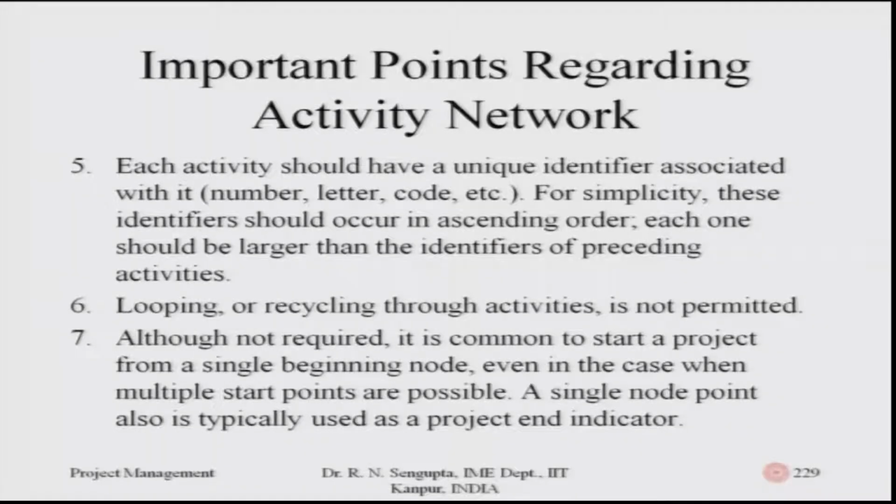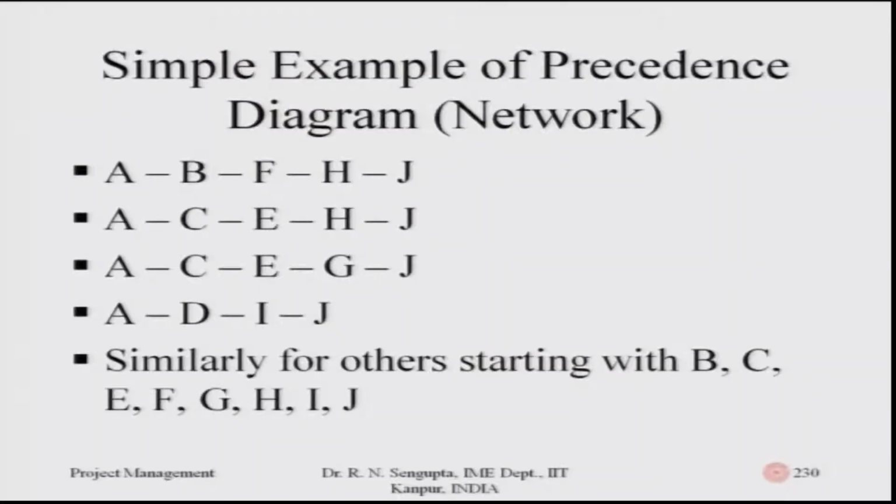A single node point is also typically used as the project end indicator to signify the project has ended. So, consider a very simple example of a precedence diagram in the network concept. It can be A, B, F, H, then J, or else the sequence of activities can be, in the second bullet point, A, C, E, H, J, third being A, C, E, G, J, and fourth being A, D, I, J. Similarly, for others starting with B, C, E, F, G can be mentioned.